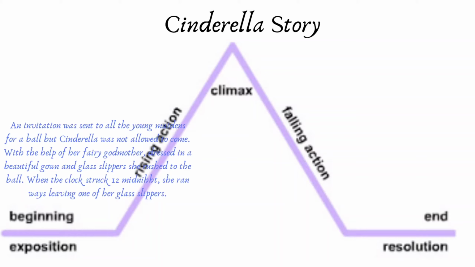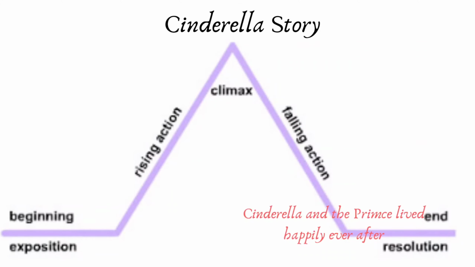For the climax, the prince went to find the owner of the shoes and reached Cinderella's house. Cinderella held her breath as Prince Charming gently slipped the shoe onto her foot. The falling action is Prince Charming made Cinderella his bride and they lived in the castle. And the resolution: Cinderella and the prince lived happily ever after.